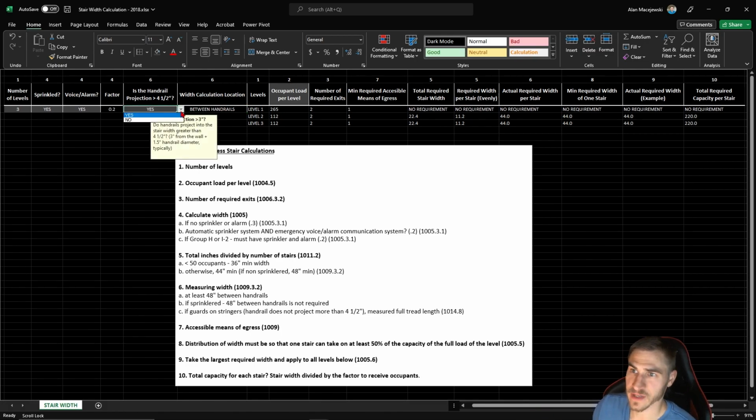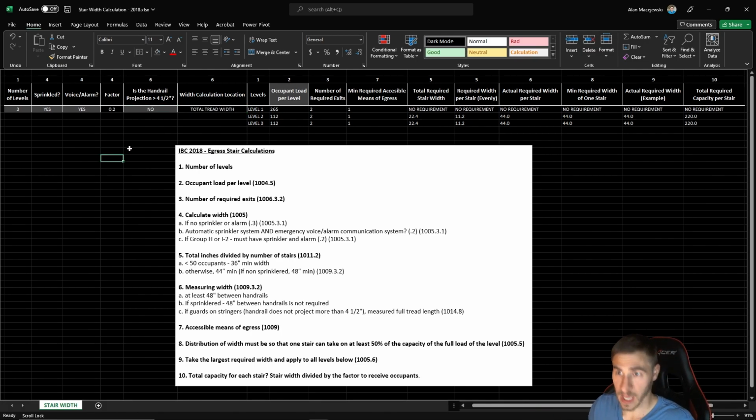So I'm going to leave this at no, obviously, because in most cases you're going to keep this as small and as tight as it needs to be, because it's just an egress stair. I mean, we're not looking to get fancy with this.